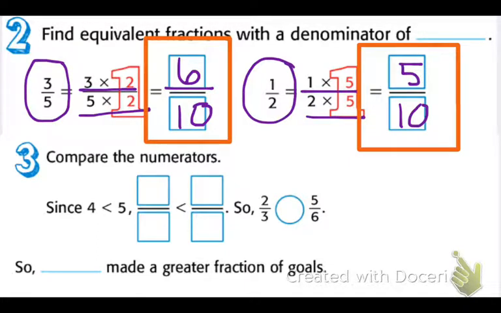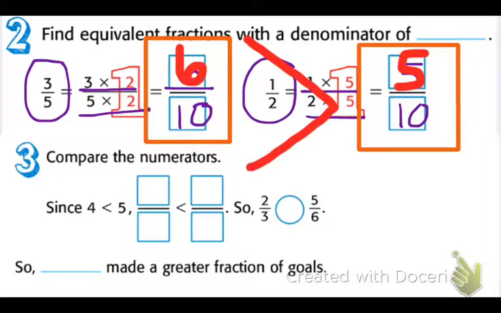Well, if there's 10 pieces on the table and I had 5 of them, is that bigger or less than having 6 pieces? Well, clearly 6 out of 10 is greater than 5/10, since 5 is less than 6. So if we look here, we can say 5/10 is less than 6/10. So that must mean that 3/5 is going to be greater than 1/2.